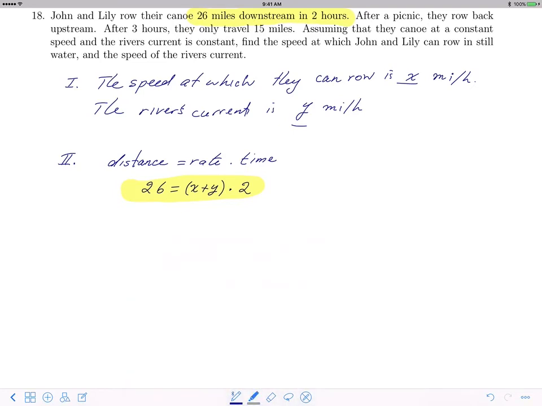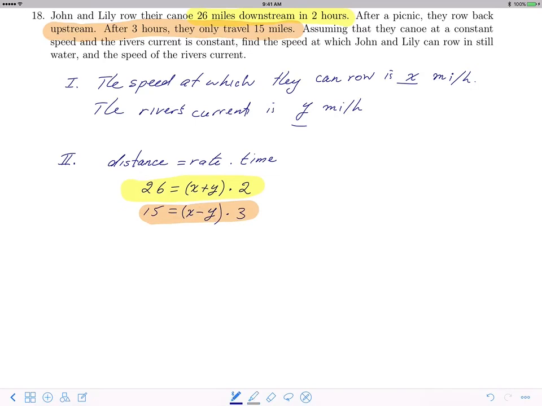The next fact is they row back upstream. And it takes them 3 hours, but they only go 15 miles. So in that, upstream means they're going against the current. So the current is going to slow them down, so we subtract the river's current. So that's the new rate, upstream. Multiply that by 3 because time is 3 hours, and then the distance traveled is 15. This second equation comes from that second fact.